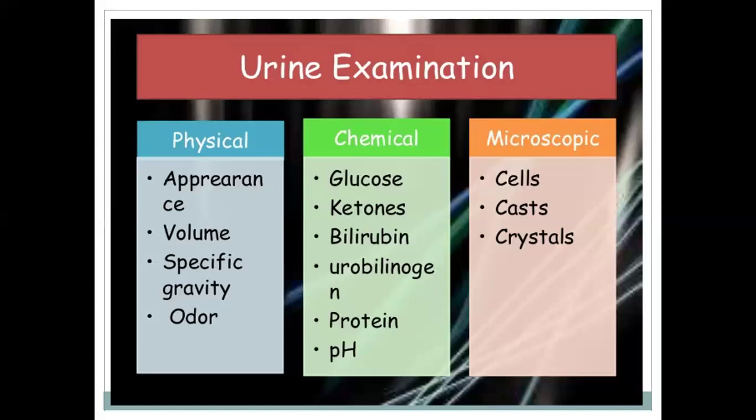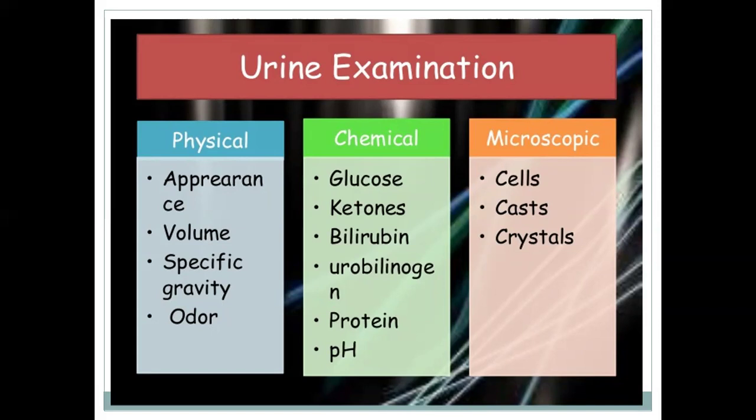Anuria is a condition when urine output is less than 100 ml per day. It is seen in renal shutdown, complete urinary tract obstruction, acute tubular necrosis, and in glomerular nephritis.